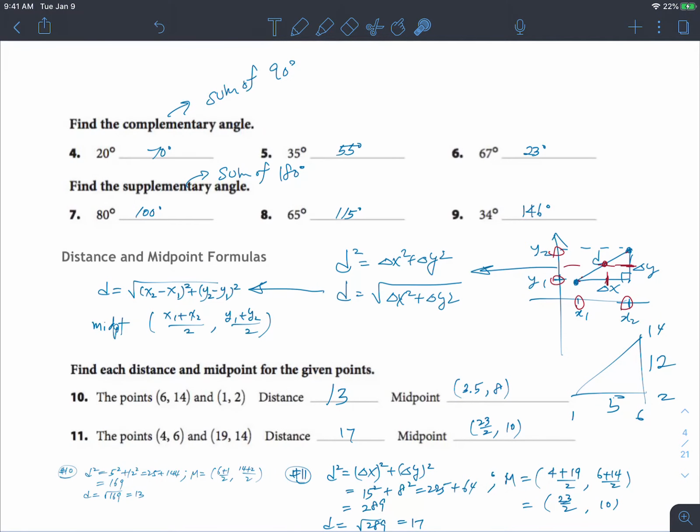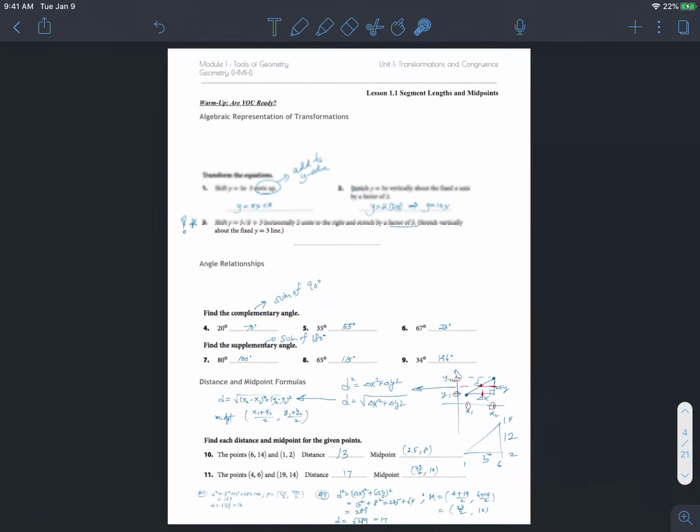So you go through the same kind of exercises for number 11 down here, guys, right? And you end up with 17 for the distance, and for the midpoint is 23/2, comma 10. Okay, we'll get into more specifics in the class, but that was a warm-up. Hopefully you remember all that from Algebra 1.